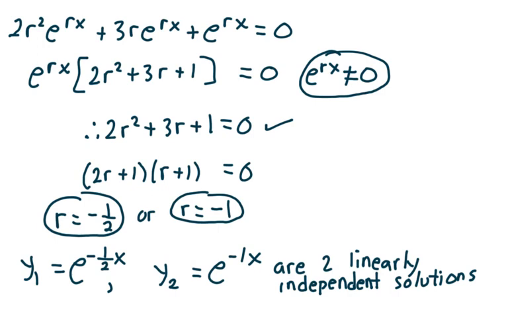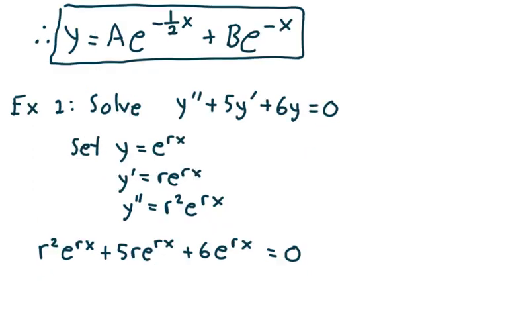Now remember, what's the goal? We want two linearly independent solutions to this differential equation. Well, y1 = e^(-1/2 x) and y2 = e^(-x) are those two linearly independent solutions. We can show that, okay? So the general solution looks like y = ae^(-1/2 x) + be^(-x).